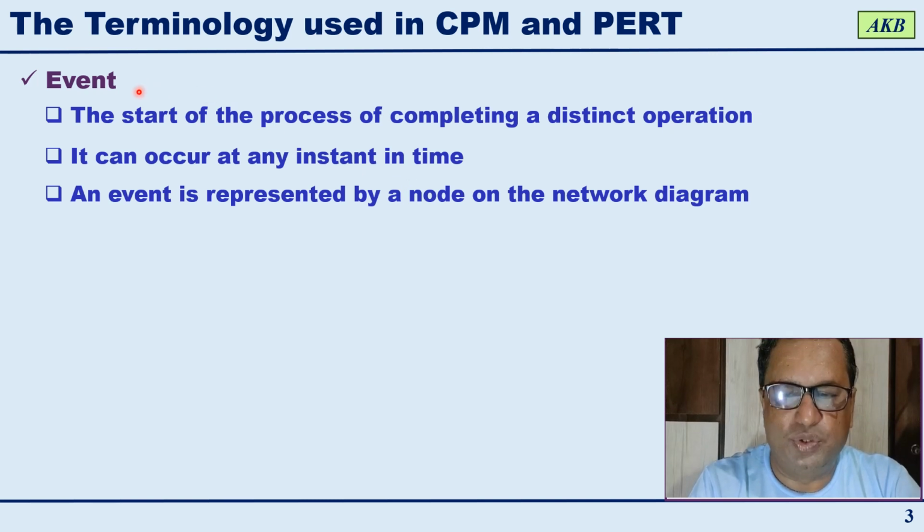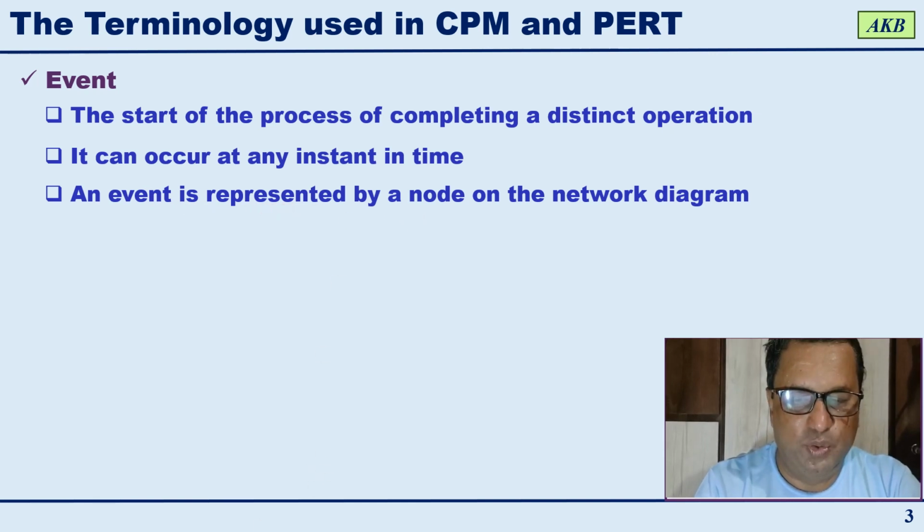So over here, an event will be represented by a node. It will be represented by a node on the network diagram. It will be represented by a node on an activity on arrow diagram, an AOA type of network diagram. So an event will be represented by a node.